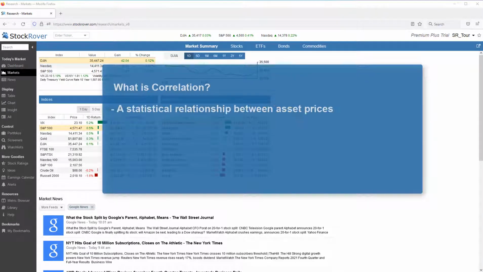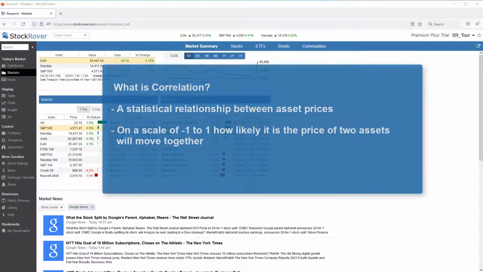Correlation is a statistical relationship between asset prices. It's represented by a coefficient that measures on a scale of -1 to 1 how likely it is that the price of two assets will move together. That is, how likely is it that they'll both go up or that they'll both go down. Correlation is based on daily returns. The daily dividend-adjusted returns of different assets are compared over a given period, typically 1 year. However, with Stock Rover, you can change the period of measurement from 5 days to 10 years.